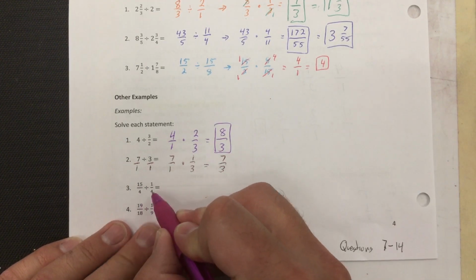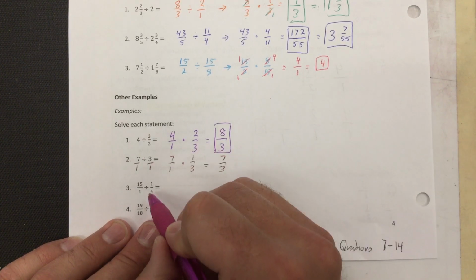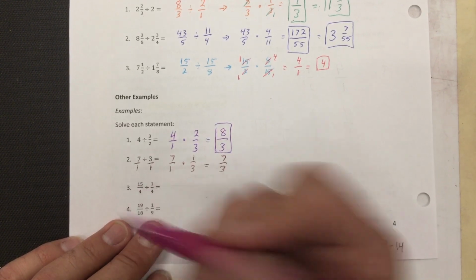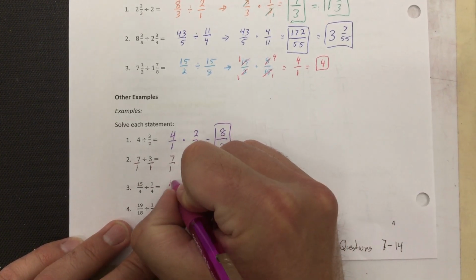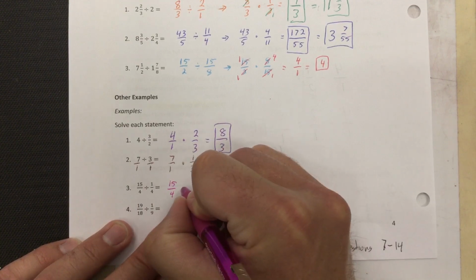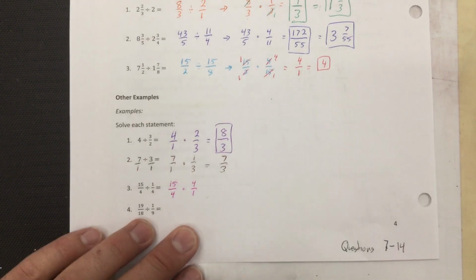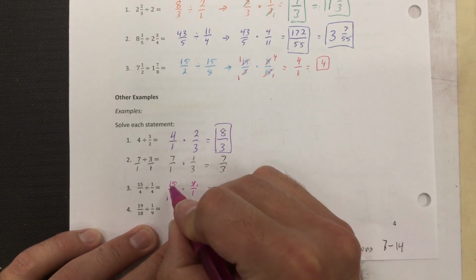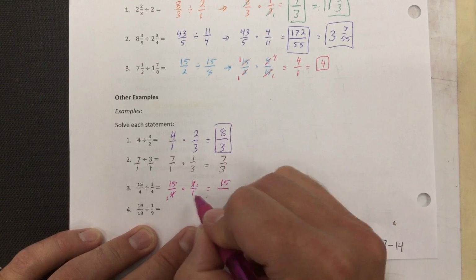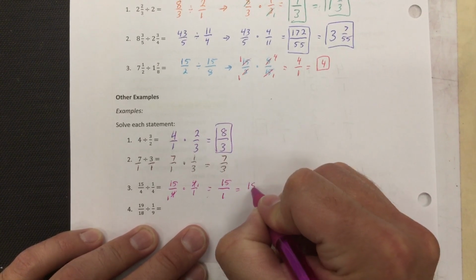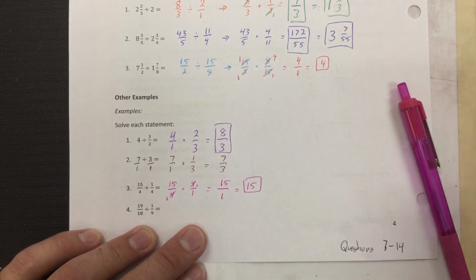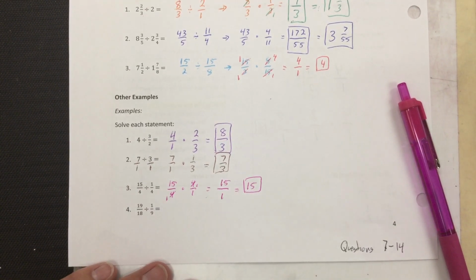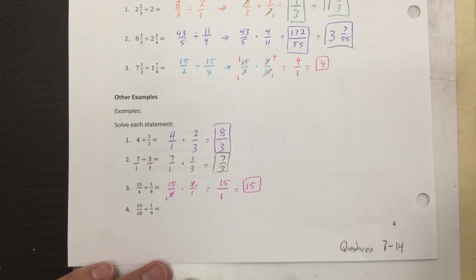All right, 15 over 4 divided by 1/4. Now, remember, we're trying to figure out how many quarters are there in 15 over 4. Well, there's 15 of them. So that should be our answer. Let's check. 15 over 4 times 4 over 1, because we are multiplying by the reciprocal. We can actually cancel these out. And this is 15 times 1, which is 15. 1 times 1 is 1. And our final answer is just 15. Look at that. That was a nice one, wasn't it?